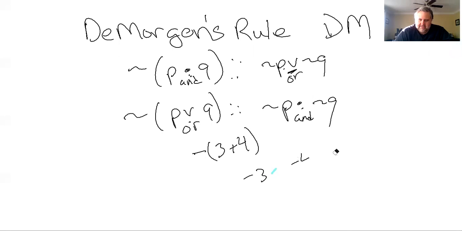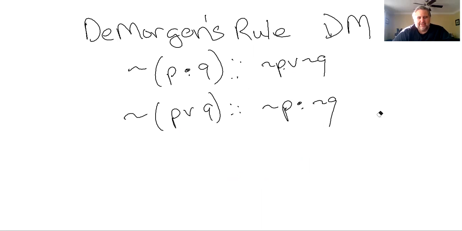Well, let me just explain this a little bit. If you have a statement like, it's not the case that Paul or Quentin is here. So I'm saying, look, it's not the case that Paul or Quentin is here. I'm saying Paul isn't here and Quentin isn't here, right? And if I say, well, it's not the case that Paul and Quentin are here, I'm saying Paul isn't here or Quentin isn't here, right?